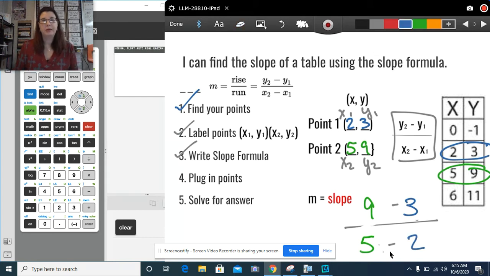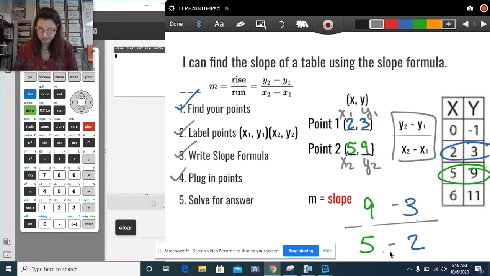Now, if you notice, my green points are vertically aligned, so the 5 and the 9 are vertically aligned, and the blue points, the 3 and the 2, are vertically aligned. So the same points don't belong together on the numerator or on the denominator. They have to be matched up vertically. So my next step of plugging in the points is done. Now it is time to solve.